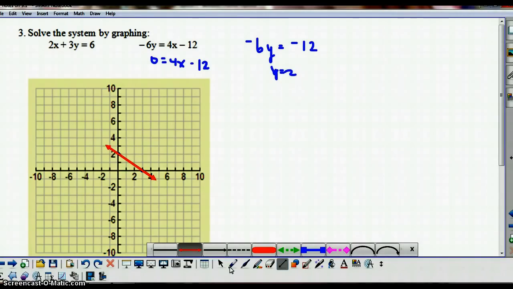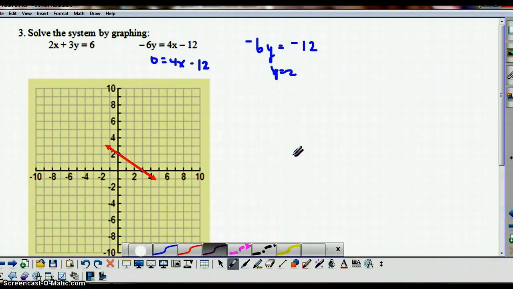What does that mean in terms of number of solutions? That means that this system of equations actually has an infinite number of solutions. That's the symbol for infinity. As long as the point is on this line, it will be a solution to this system of equations. And there's an infinite number of points on this line, so that's why there's an infinite number of solutions.